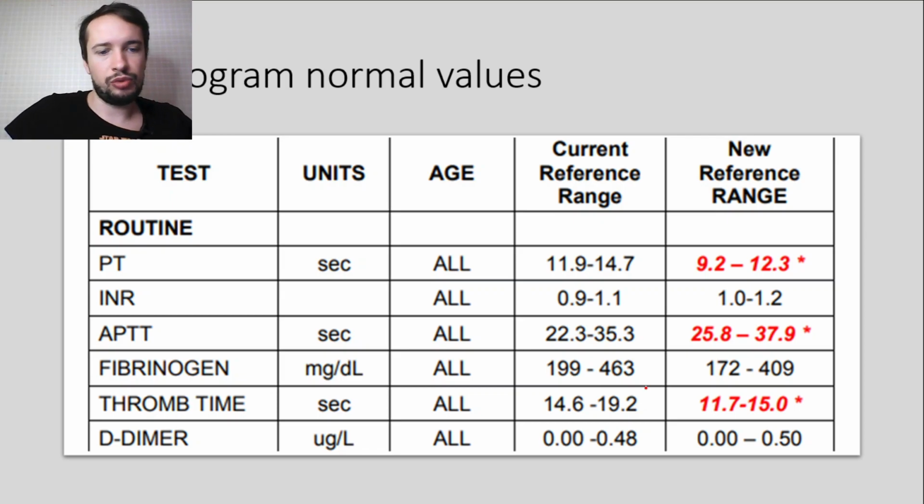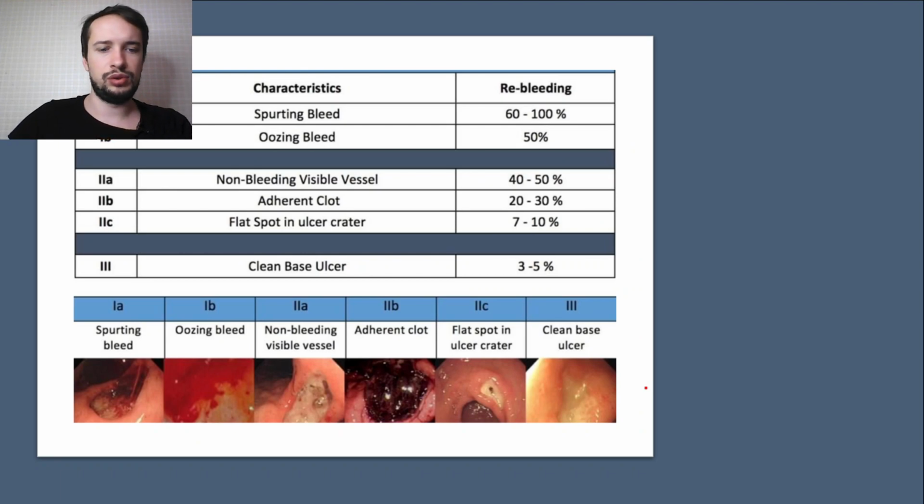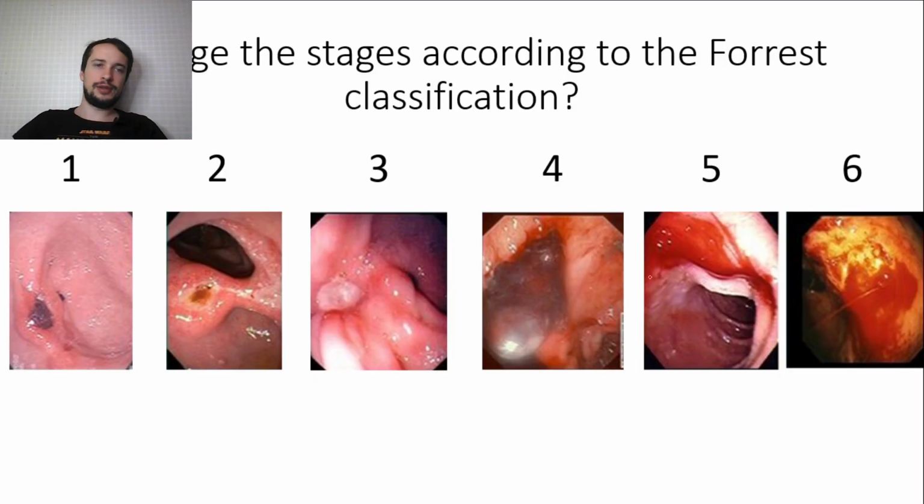There you see a coagulogram of a patient with normal values. And there you see a classification of ulcer bleeding. It's the Forrest classification, do you remember it? I don't think so, and please say that you remember. And there you see the types. You can train and remember what these numbers of the classification are.